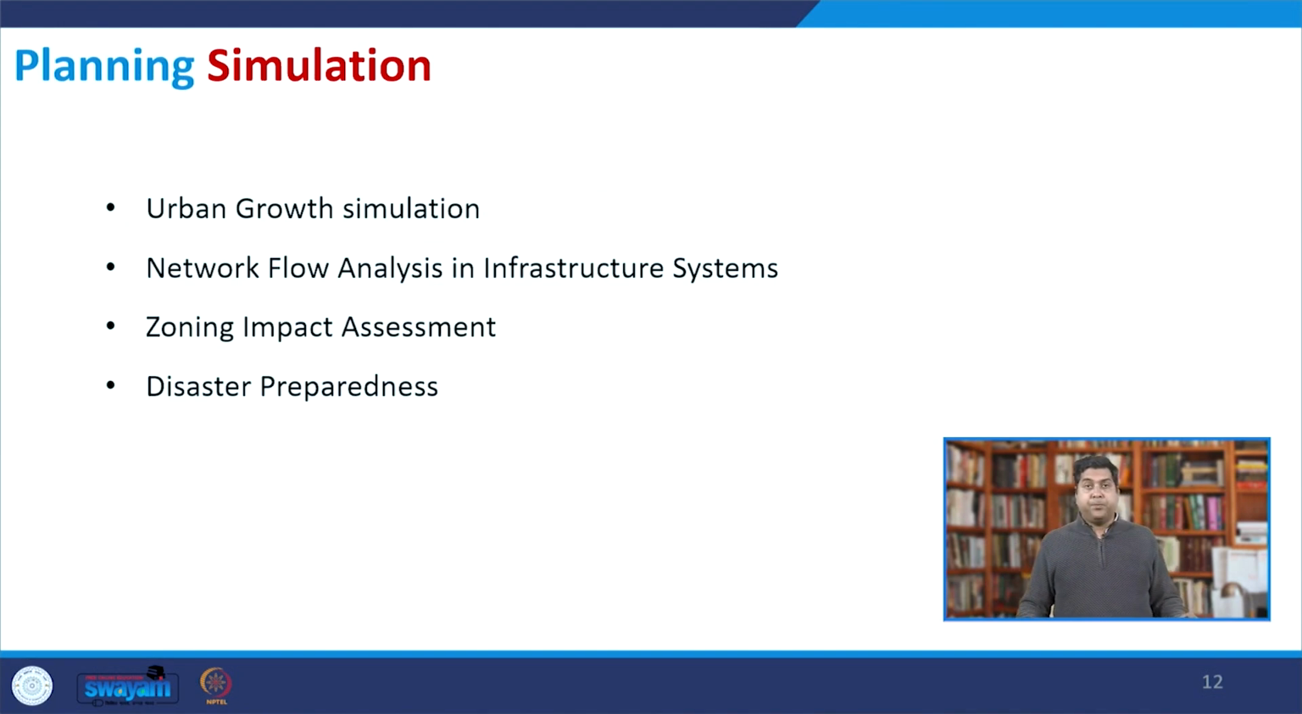Now coming to the planning simulation and application of simulation in planning, it is equally important, and there are certain applications. Say for example, urban growth simulation, network flow analysis in infrastructure system, zoning impact assessment, and disaster preparedness.